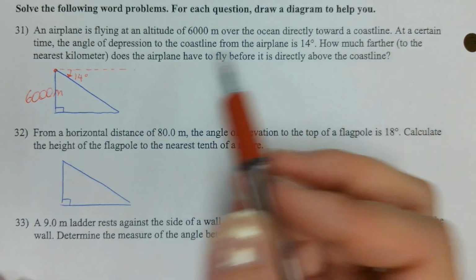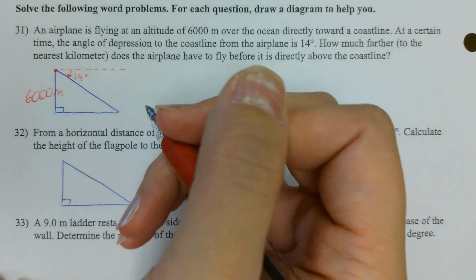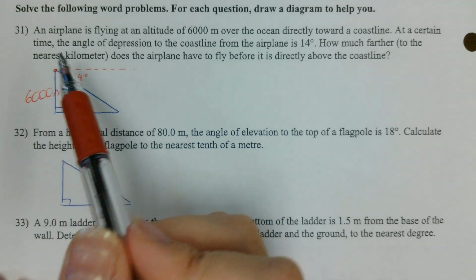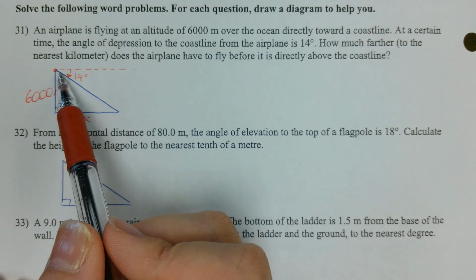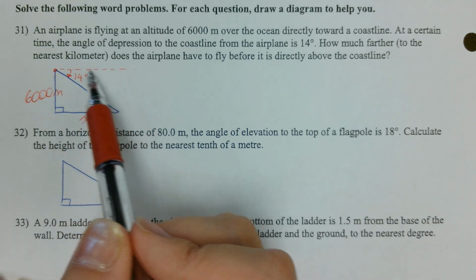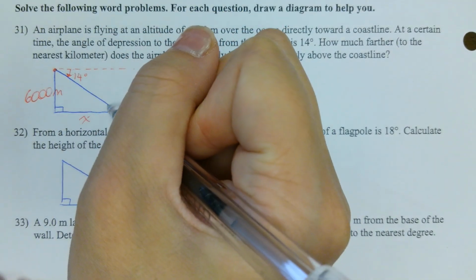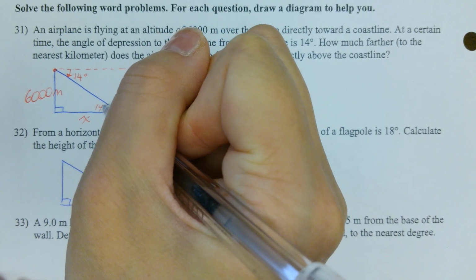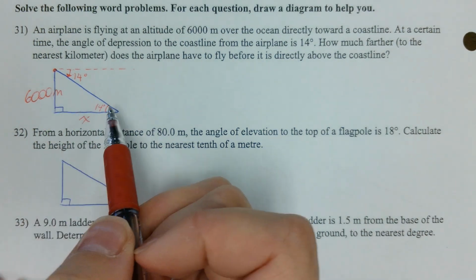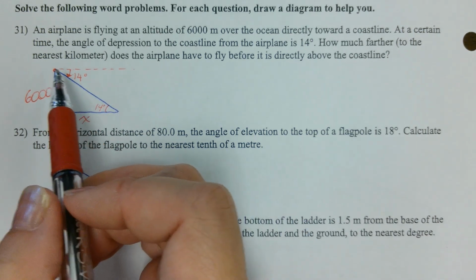Okay. How much further to the nearest kilometer does the plane have to fly before it's directly above the coastline? So you're looking for x right here. Right? So you could either figure out that this is 76 degrees because 90 minus 14 is 76, or this is a Z pattern. So if that's 14, this is also 14. Okay, so either or, you can use the 76 or use the 14. So I want to use that 14.